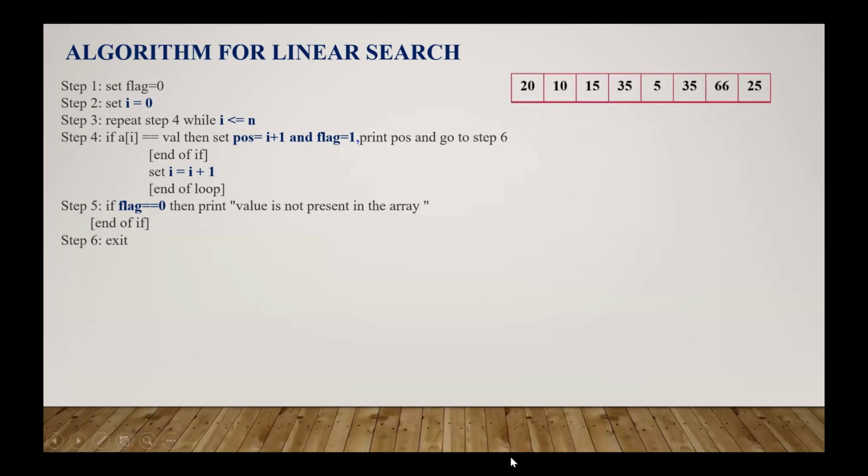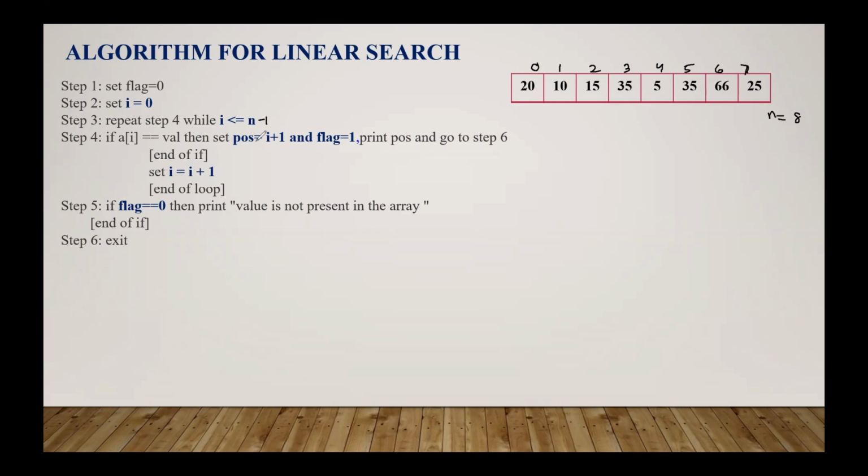So let's take an example. These are the elements: 20, 10, and so on. How does the indexing go? 0, 1, 2, 3, 4, 5, 6, 7. Then how many elements are there? n is 8: 1, 2, 3, 4, 5, 6, 7, 8. So indexing starts from 0 to n minus 1. That's why here i is less than or equal to n minus 1.